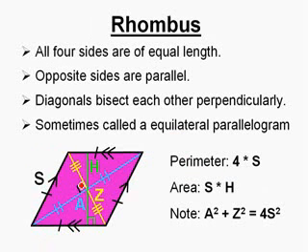Rhombus. A rhombus has all 4 sides of equal length, kind of like a square, and opposite sides are parallel, again like a square. However, the angles are not necessarily 90 degrees. The diagonals bisect each other perpendicularly, and the rhombus is sometimes called an equilateral parallelogram because all 4 sides have equal length.